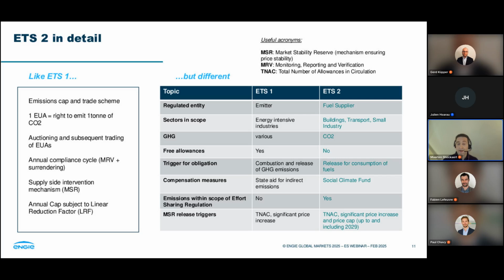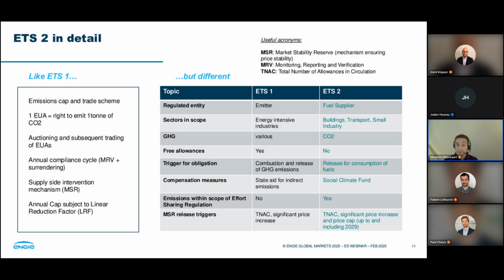Under ETS1, various greenhouse gases are in scope, and ETS2 is specific for CO2. There are no free allowances under ETS2, and the trigger for the surrendering obligation is not the combustion and release of greenhouse gas emissions, but because of this upstream nature, it is the release for consumption of their in-scope fuels, on which we will discuss later on.